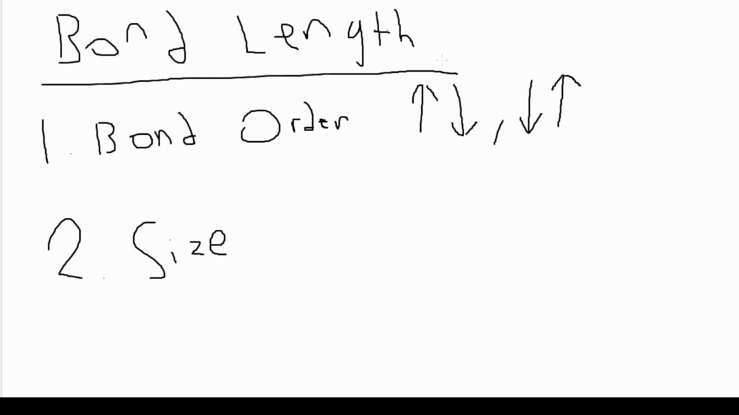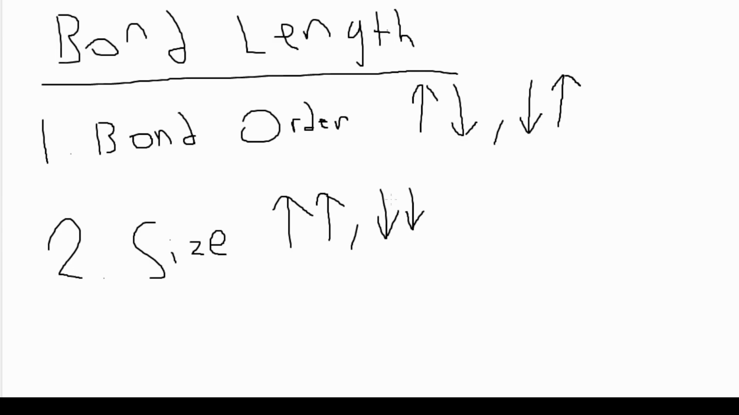So that's bond order. Now size is really self-explanatory. I'm not even going to explain this one. A higher size of atoms means a longer bond length. A lower size means a shorter bond length. That's really self-intuitive, right? If both of your atoms are smaller, your bond's going to be smaller. Simple stuff.